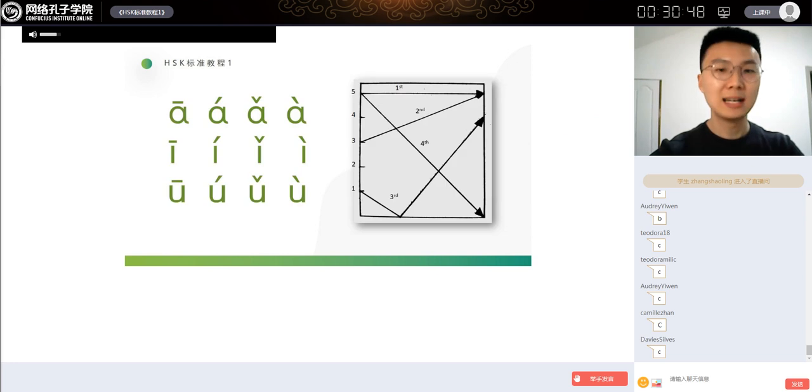Now I will use a as an example to show you how to read four tones, please listen carefully. Ah, ah, ah. It's up. Ah. This one. The last one. It's four tones.